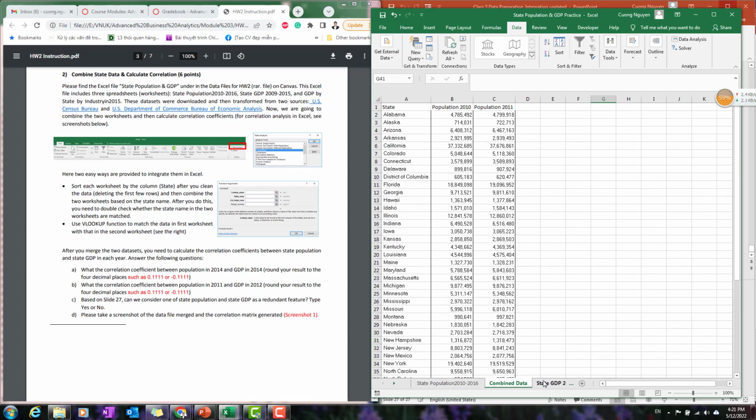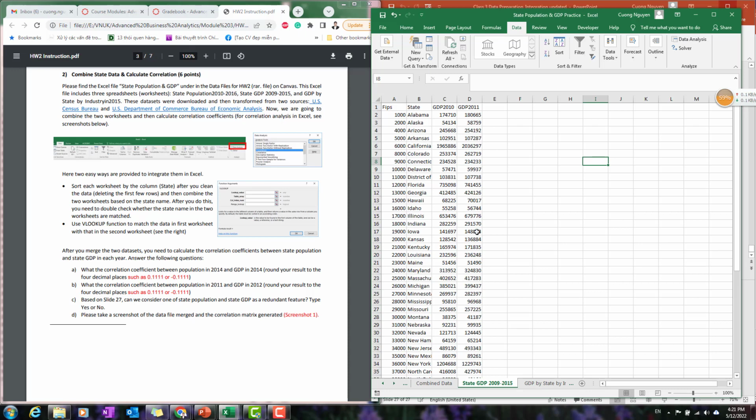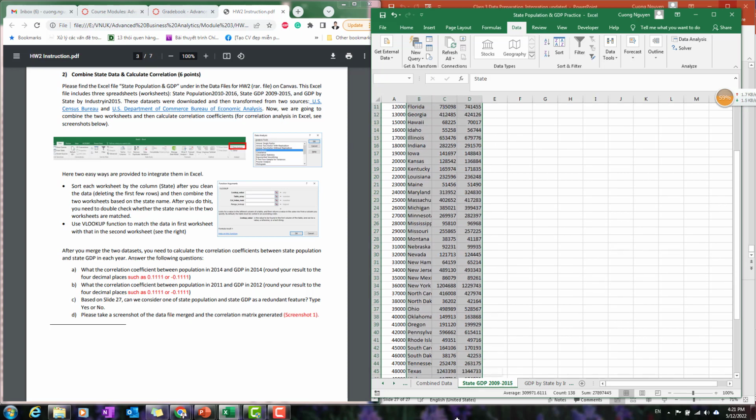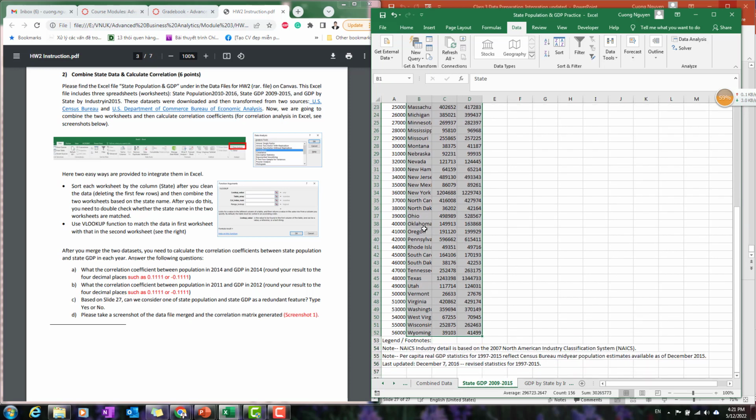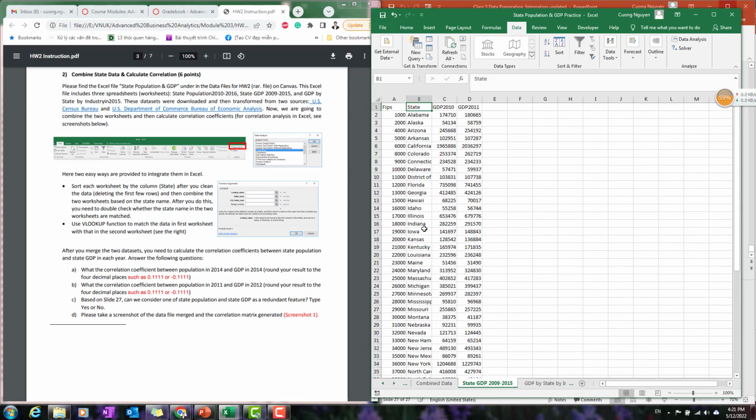The second thing I need over here will be the state GDP, from 2009 to 2015. But here I will just put in 2010 and 2011 for demonstration. Okay, and I copy this data. You can do it freehand, or you can use Control and Shift and the arrow to the right side.